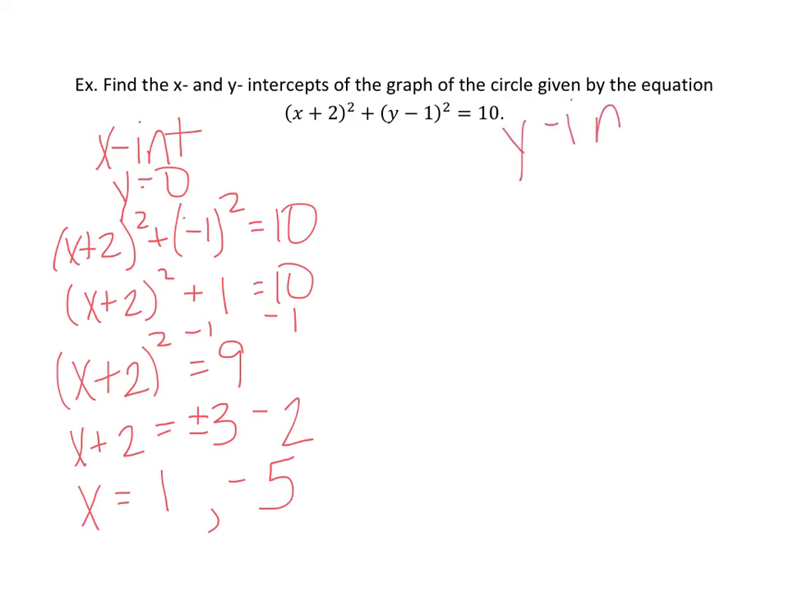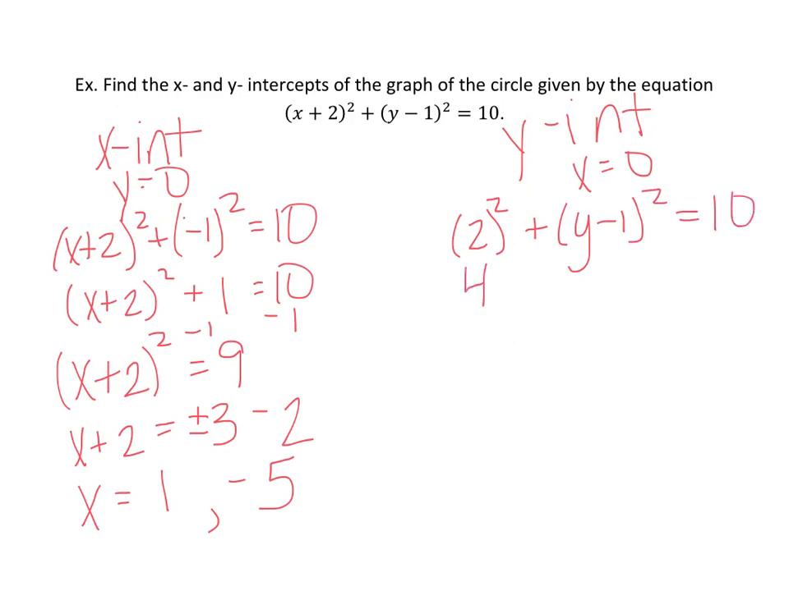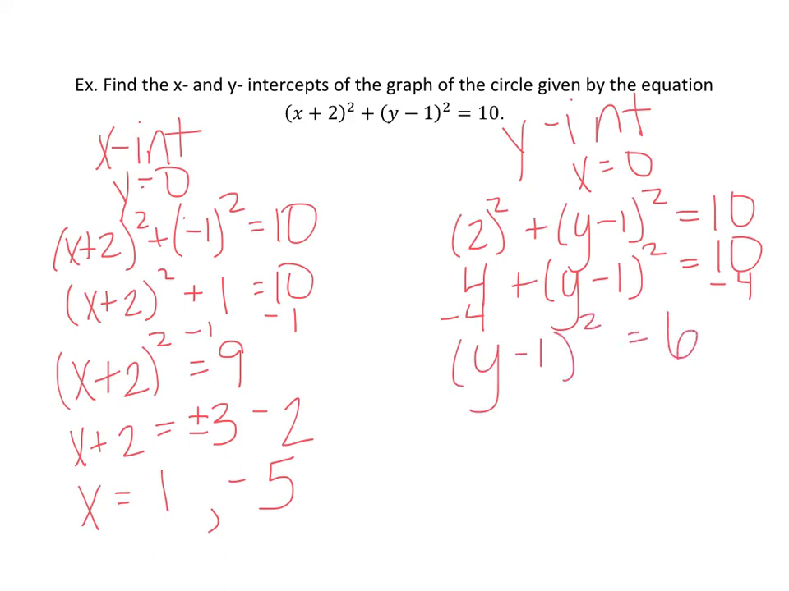To get the y-intercept, I'm setting x equal to 0. So 2 squared plus (y - 1) squared equals 10. 4 plus (y - 1) squared equals 10. Subtract the 4. (y - 1) squared equals 6. y minus 1 equals plus or minus the square root of 6. y equals positive 1 plus or minus square root of 6.